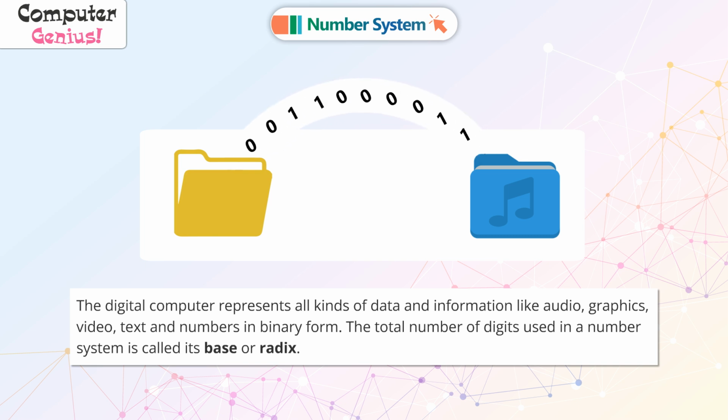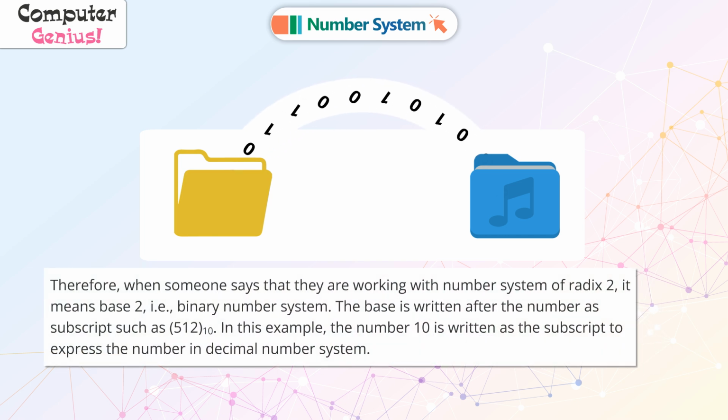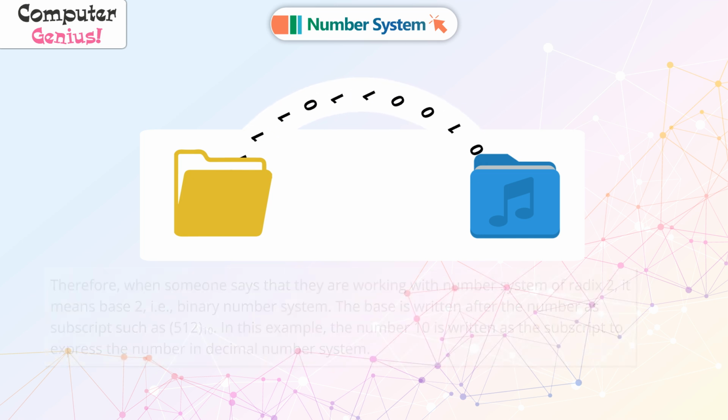The total number of digits used in the number system is called its base or radix. Therefore, when someone says that they are working with a number system of radix 2, it means base 2, that is, binary number system. The base is written after the number as a subscript, such as 512 base 10. In this example, the number 10 is written as the subscript to express the number in decimal number system.